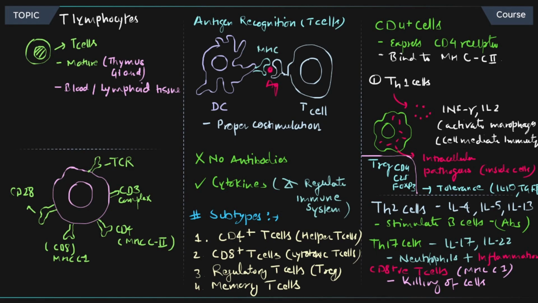CD4 positive T cells, they help and regulate. You have CD8 positive T cells, they basically kill the infected cells. You have Tregs, they're involved in suppressing the immune response. Then you have memory T cells, because they can provide memory, and you can get long lasting memory because of these cells. So I hope we have covered a lot of comprehensive details in this particular lecture.